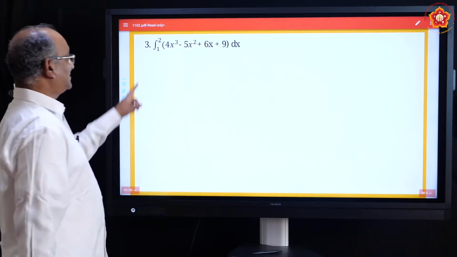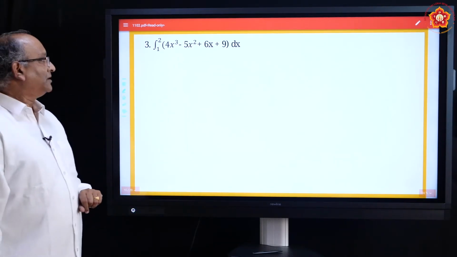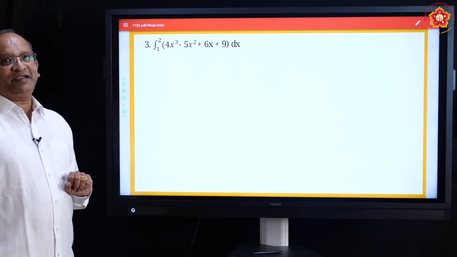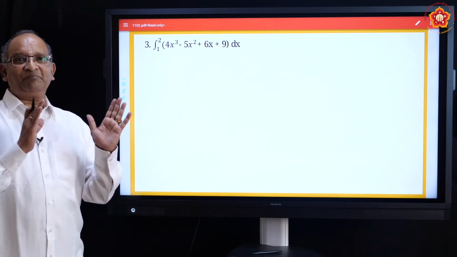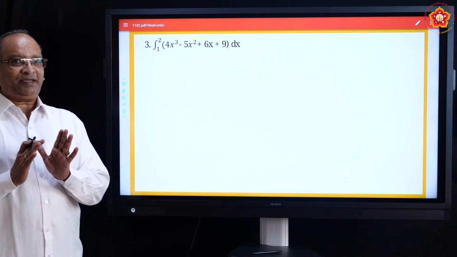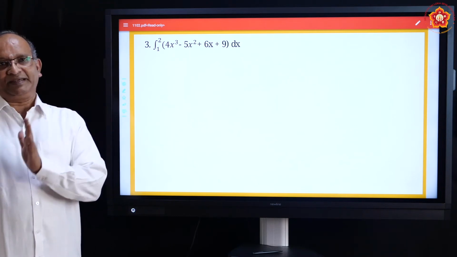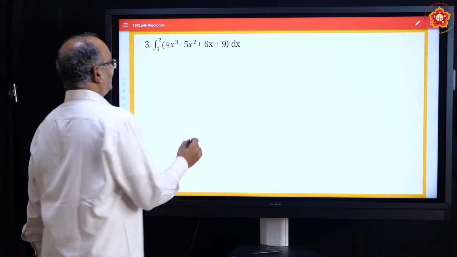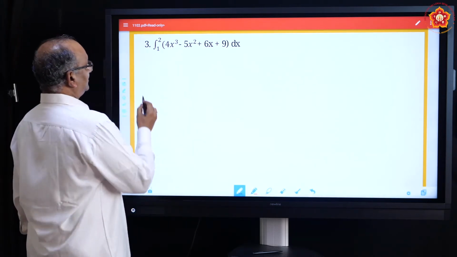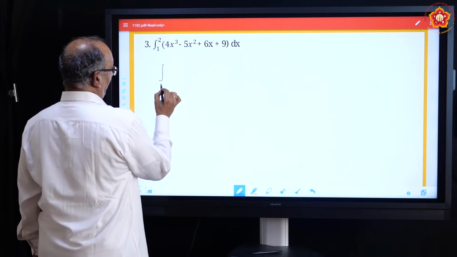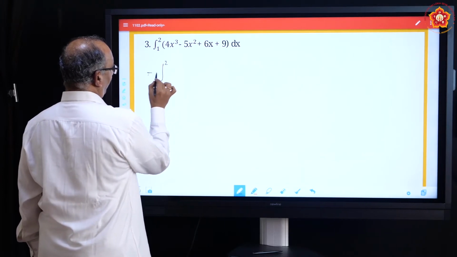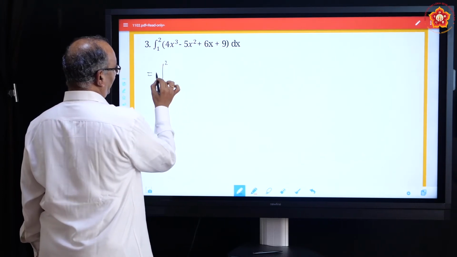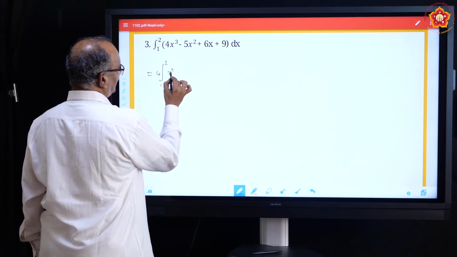Okay? Yes. This is our question. So how do you do it? You find that there is a combination of many functions. So each of them you have to integrate, and then finally we will go for the limits. So do that. This can be written as the integral from 1 to 2 of 4x cube. 4 can be kept outside and x cube is the function.